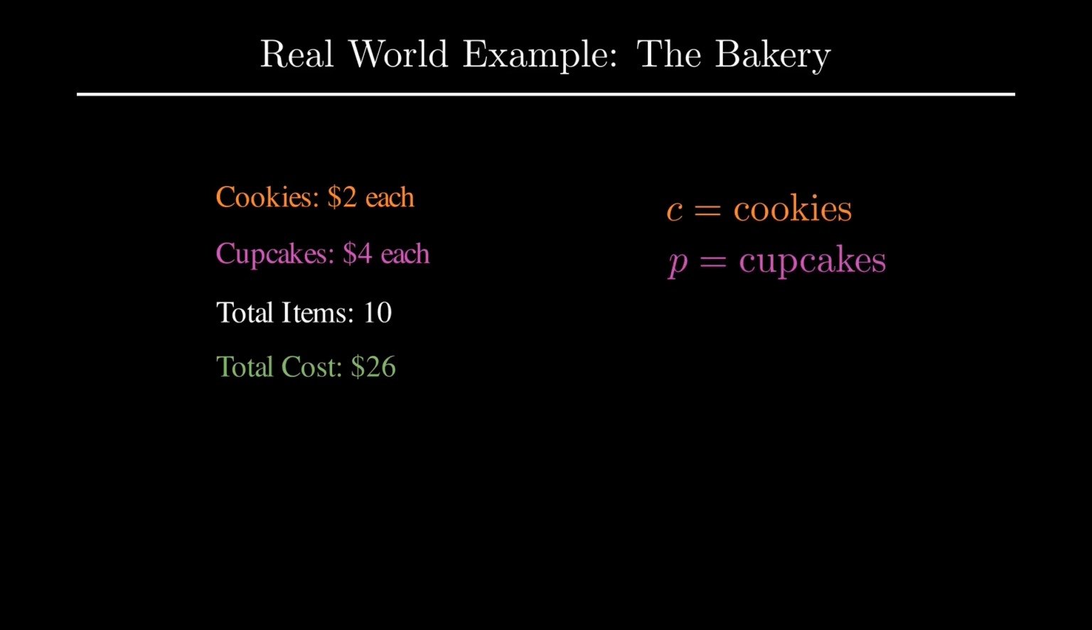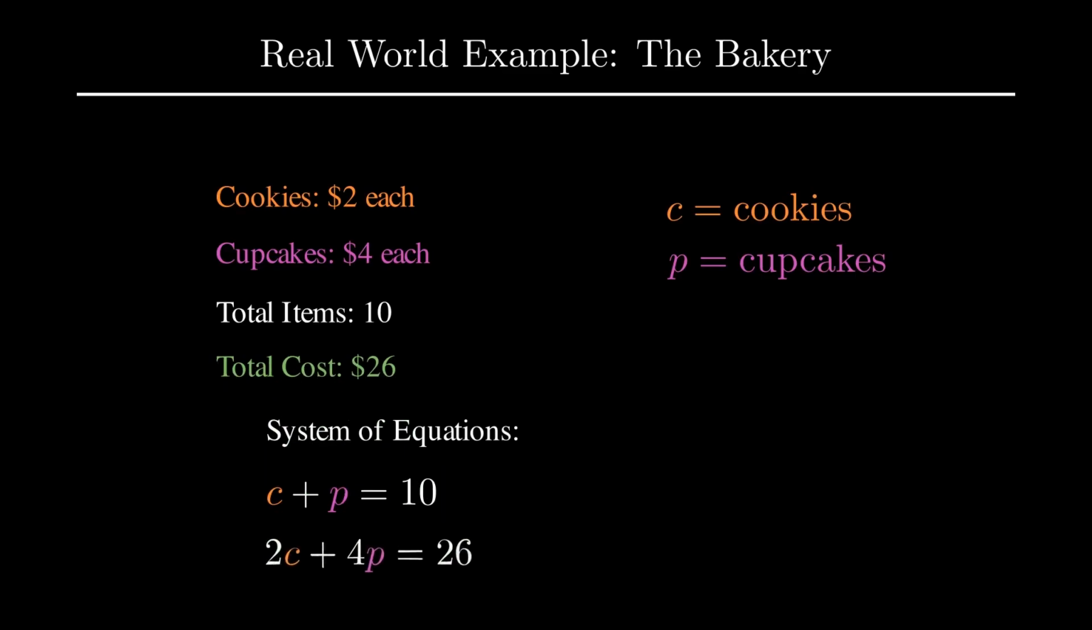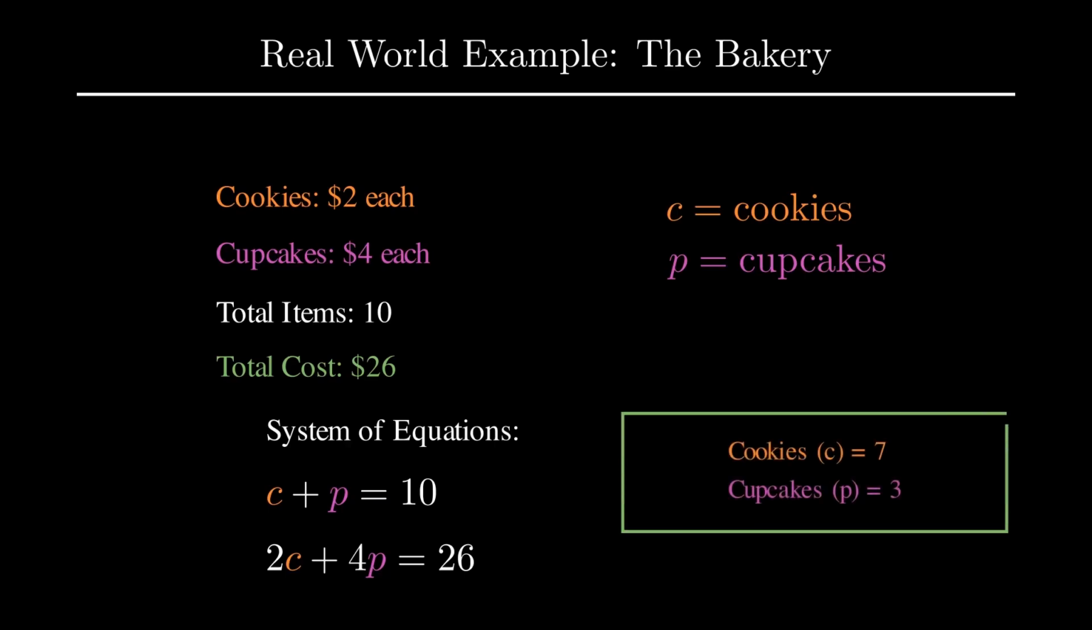Let's turn this into a system. Let C be cookies and P be cupcakes. Our item total gives us C plus P equals 10. Our revenue gives us 2C plus 4P equals 26. By using any of the methods we just learned, you can solve this system to discover you sold exactly 7 cookies and 3 cupcakes.